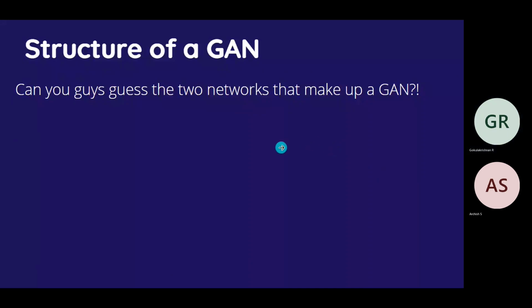So can you guys guess what these two networks of a GAN are? I just said that GANs are made up of two networks, right? And I've explained a lot of models before as well. So can you guess what the two networks that make up GANs are? Did anyone answer?